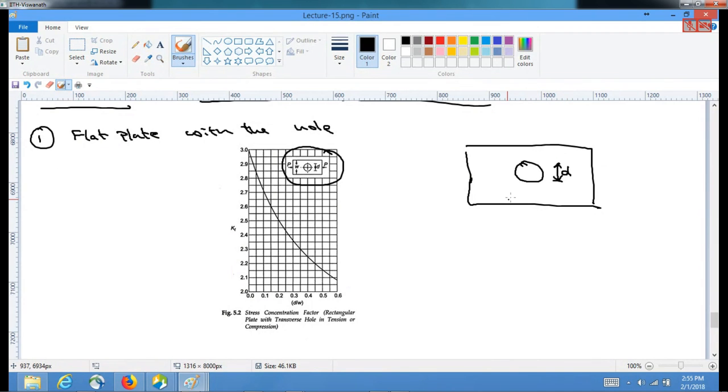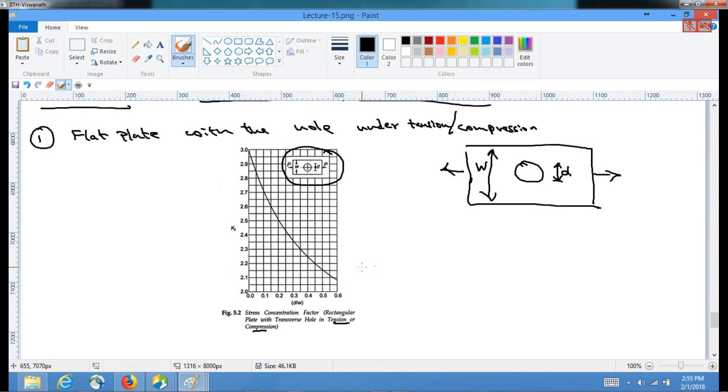D and you have a plate of width W under tension or compression. It can be either tensile, or I can even reverse it. This is a compression loading picture shown. As you see, it is applicable for both tension and compression.